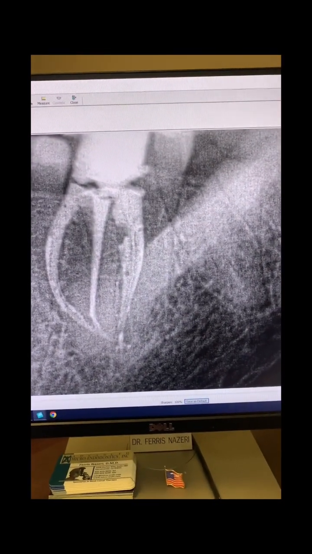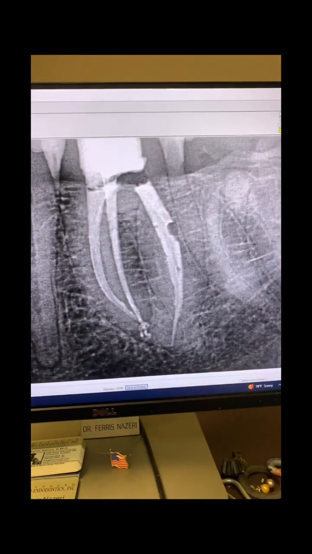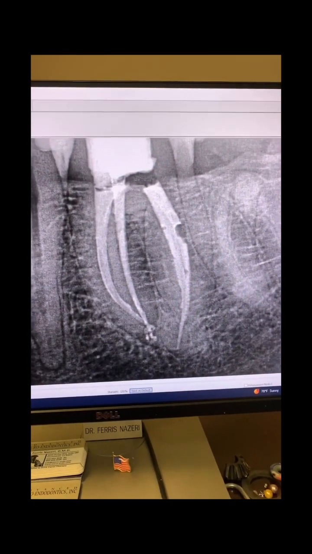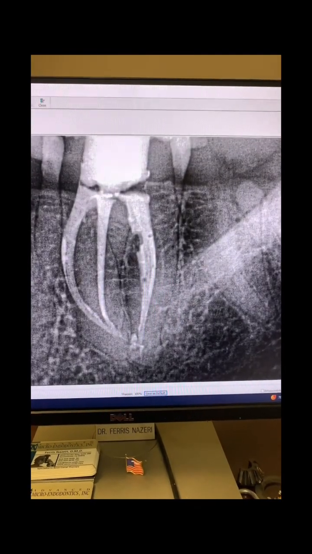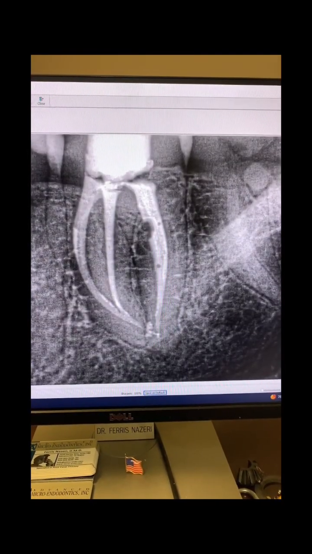We went ahead and temporized the tooth and referred the patient back to his dentist for the permanent restoration. But this tooth was a very interesting tooth.